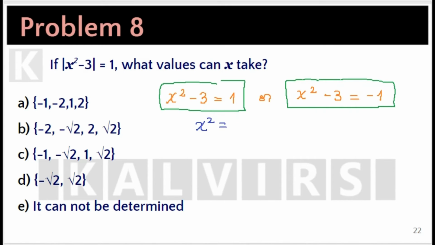x squared equals 4 and x equals either positive 2 or negative 2. Now, x squared equals 2, therefore x might be either positive square root of 2 or negative square root of 2. Choice B is correct.